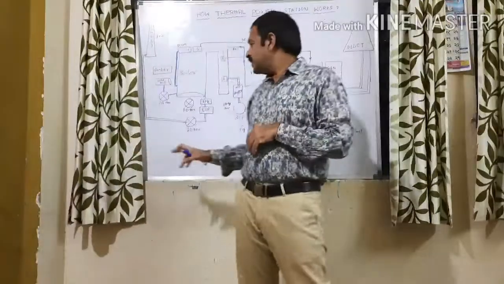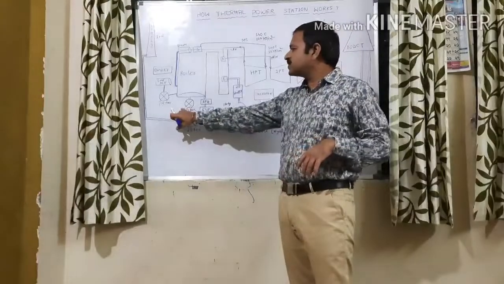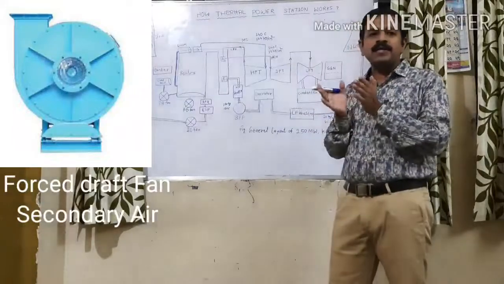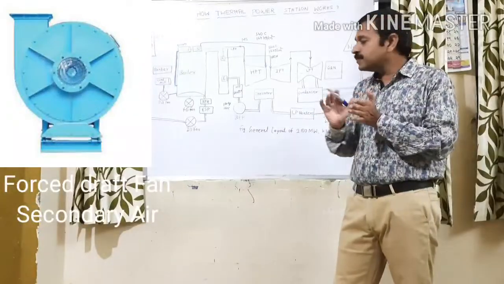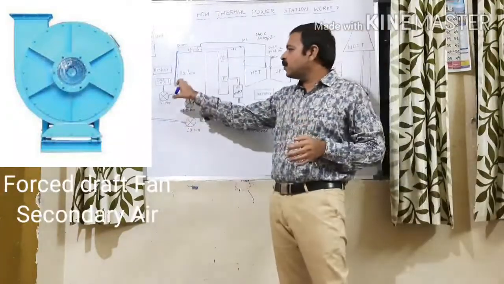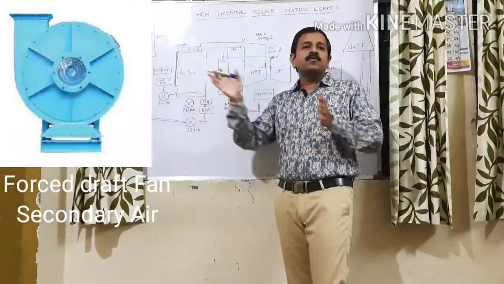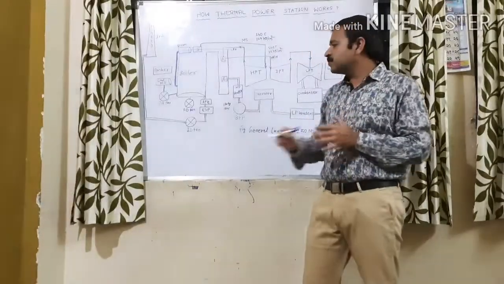Then next one is an FD fan. FD fan is a forced draft fan. Forced draft fan, it will provide the air. It will provide the air from the atmosphere, and it will provide it to the boiler or the furnace through the wind box. So what is the function of this air?